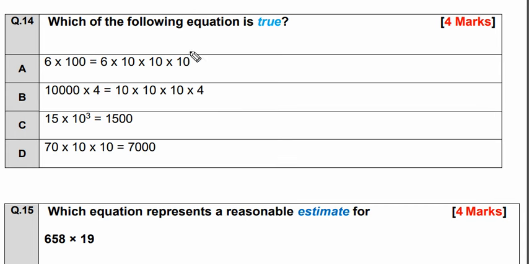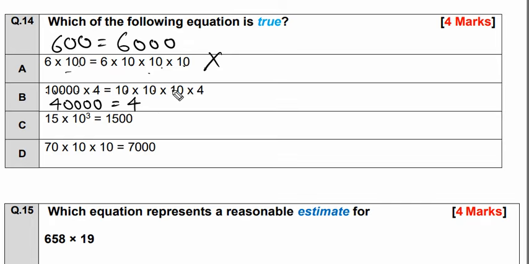Okay, next question. Which of the following equation is true? Okay, 6 times 100, is it same? Okay, 6 times 100 is 600, and that's 6. 1, 2, 3, 3, 0. Wrong. 4 times 1, 4. How many 0? 1, 2, 3, 4. This is 1 times 4, 4. How many 0? 1, 2, 3. Is it same? No. 15 times 10 to power 3, 15. How many 0? 3. 1, 2, 3. Here this is not same.